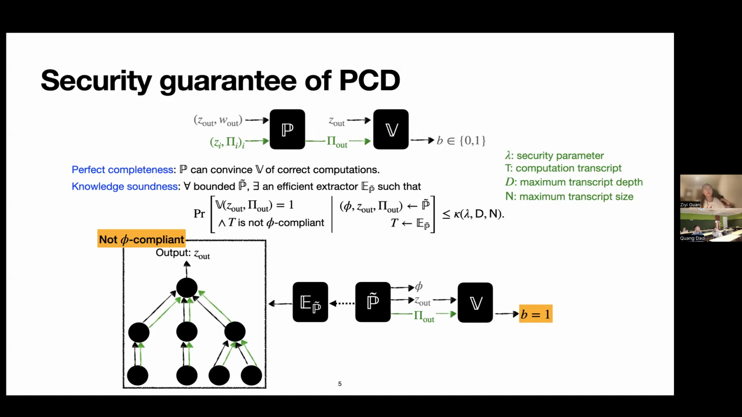Okay, so that's some high-level intro to PCD. And now the question becomes how do we actually construct PCDs? And the easy answer here is that PCD can be constructed from a SNARK. And a SNARK is usually defined for certain NP-complete relations. And here we consider specifically the circuit SAT relation.